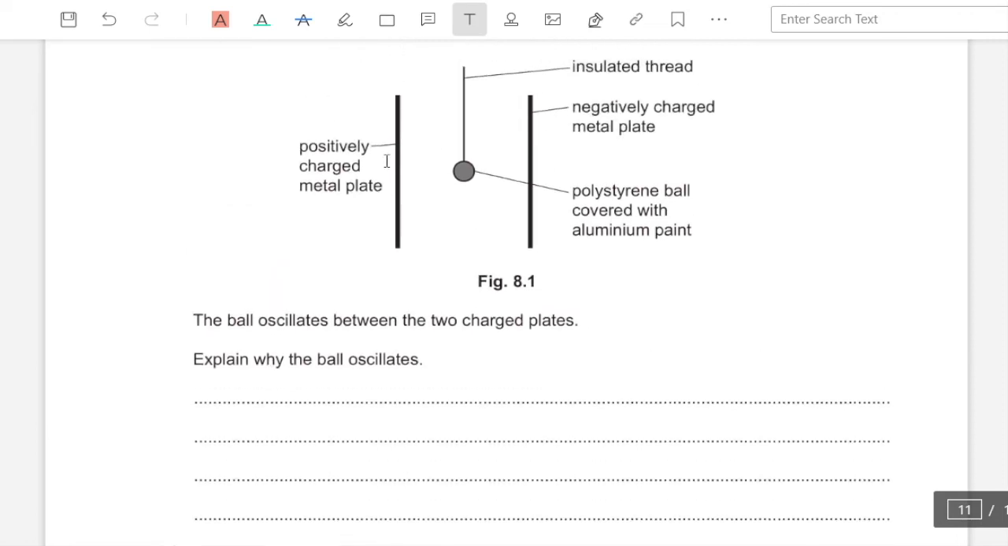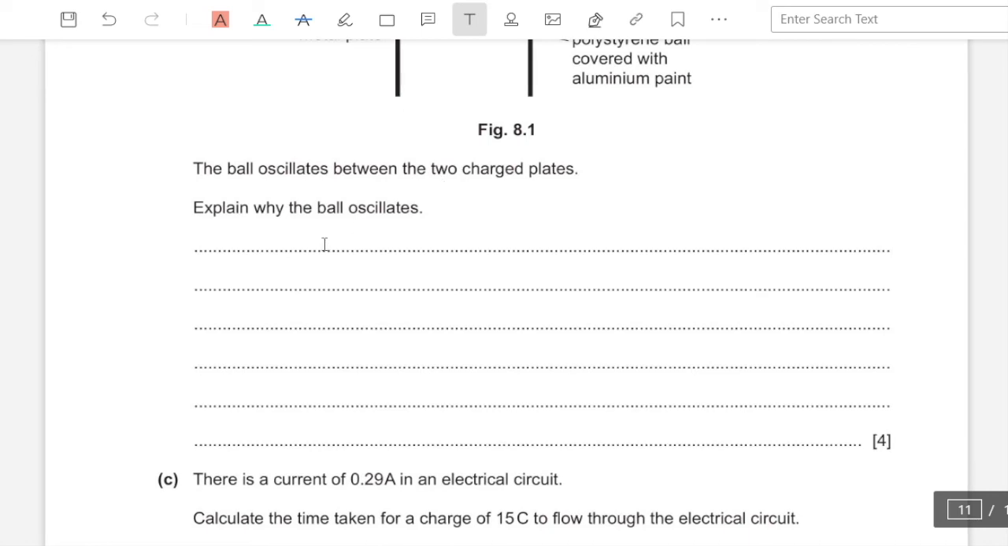So it might touch one of the plates first. Supposing that it touches the negative plate first, it gains negative charge because it is covered by aluminium, which is a metal conductor. So electrons would be transferred from negative plate to this ball. So negative and negative would repel. It would be attracted towards this positive one. Once it touches this one, it would then gain positive charge, and so the process would repeat. It moves between these two plates and keeps oscillating.